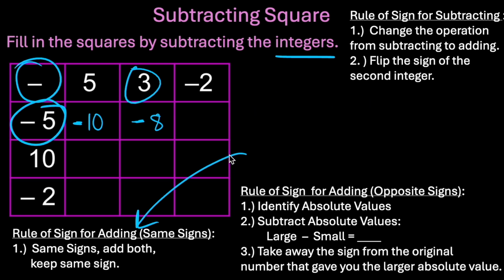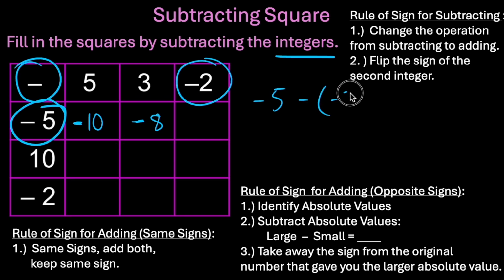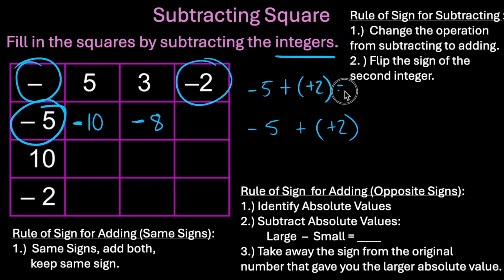Next problem. Erase that and this as well. All right, -5 minus -2. Again, let's bring this -5 down, turn this minus into an adding sign, and then flip this to a +2. So now we're adding two numbers with opposite signs, so we have to use the rule of sign for adding opposite signs. Just to make some space, let me write this problem up here.